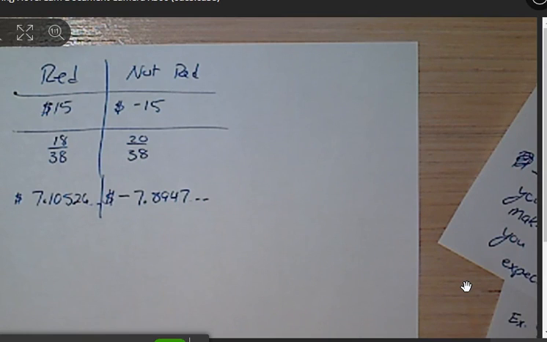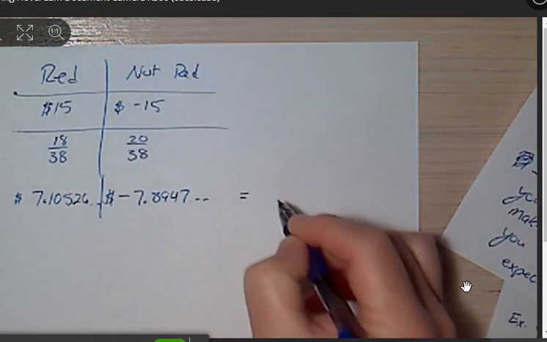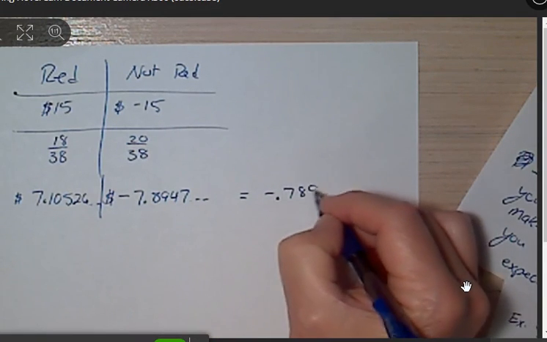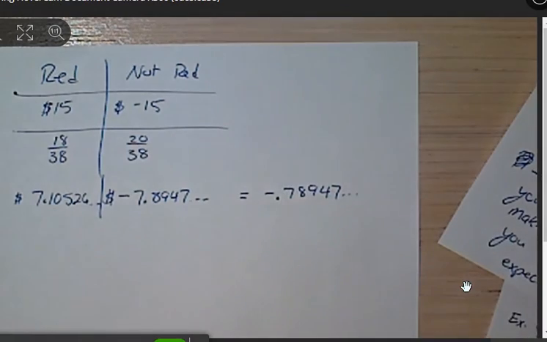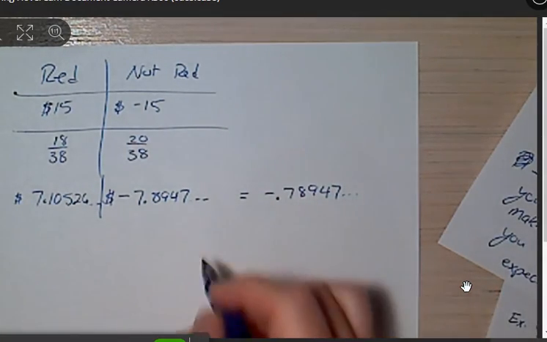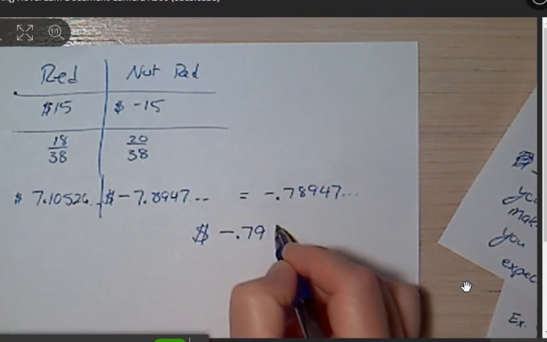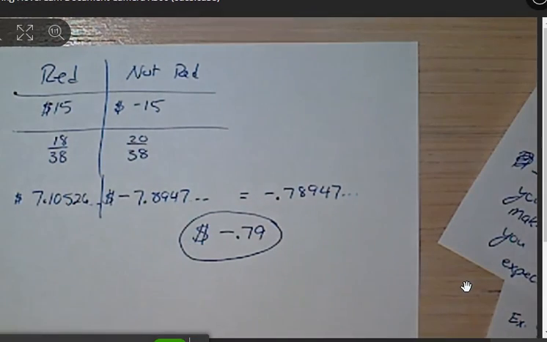And then once you get your final answer, then you round this one off. This comes out to be negative 0.78947, whatever it is there. So again, with money, you're going to round it off to two decimal places. That means you're going to lose 79 cents. Okay, so if you're playing the roulette wheel, you're probably just throwing your money away, unless you get lucky.